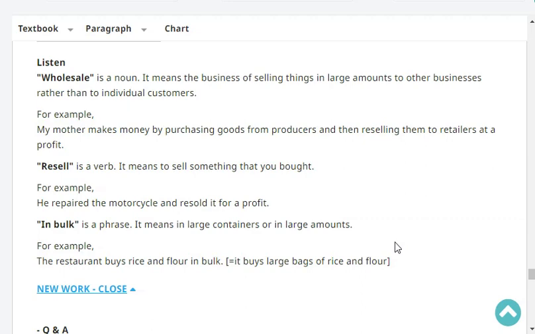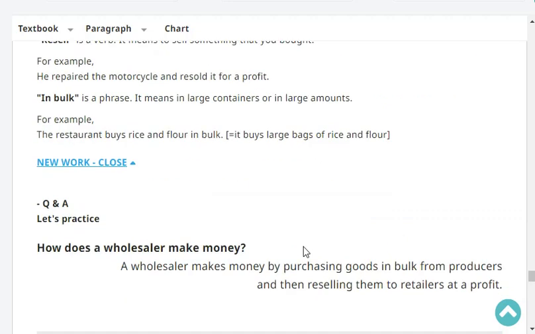Resell is a verb. It means to sell something that you bought. For example, he repaired the motorcycle and resold it for a profit. In bulk is a phrase. It means in large containers or in large amounts. For example, the restaurants buy rice and flour in bulk, so they buy large bags and sacks of rice.